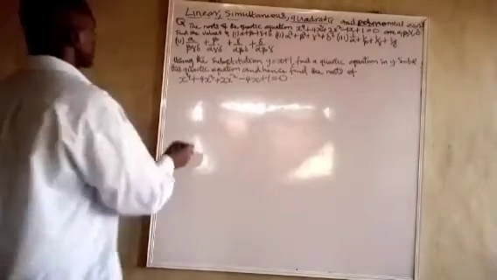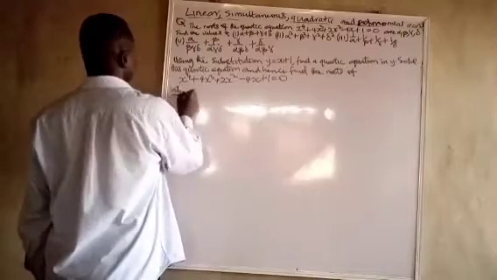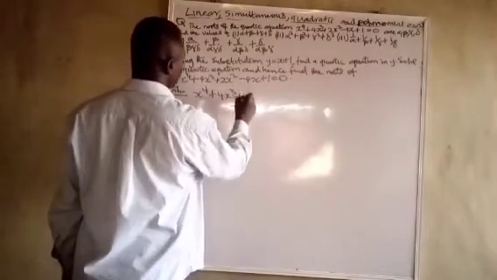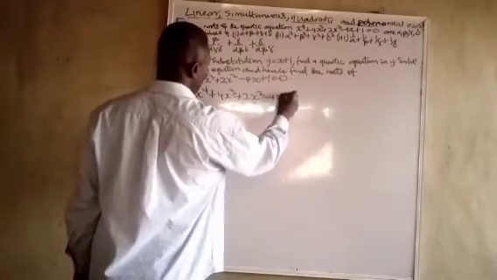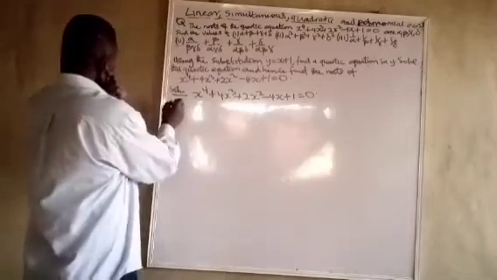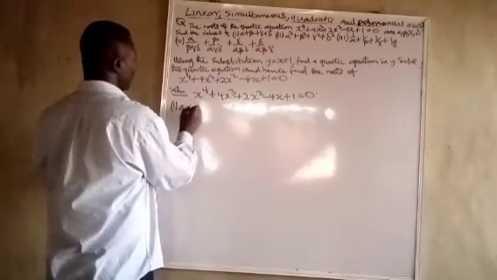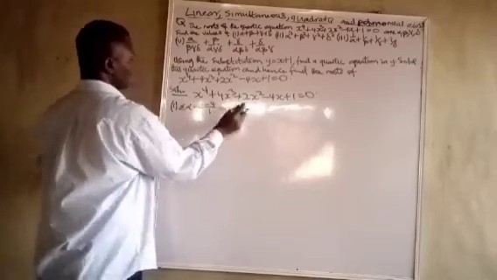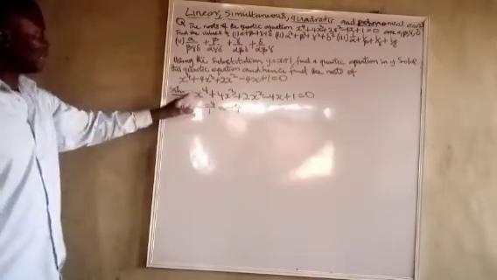Now let's solve this. The equation we have is x raised to the power 4 plus 4x cubed plus 2x squared minus 4x plus 1 equals 0. So we want to get these ones. Number 1, summation alpha. We know that to be minus 4 over 1. This is minus 4, the coefficient of this divided by the coefficient of this.